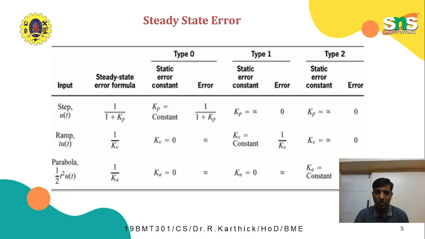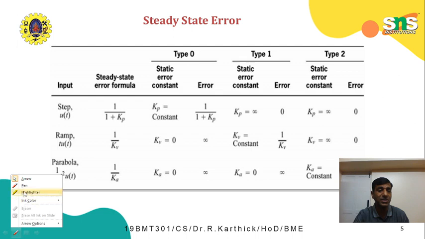Now we know the steady state error for the various types of input. What happens if the type number of the system varies? What happens if the type number increases? This tabulation clearly indicates how the steady state error varies when the type number is increased. Suppose the input is one, that is, a step input.